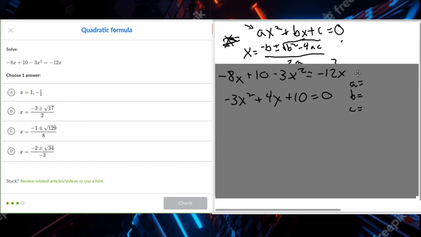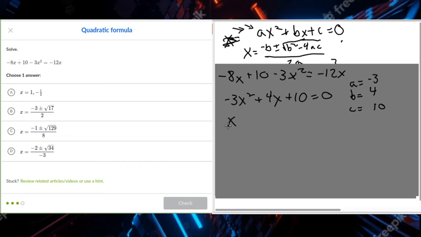So our a is negative 3, our b is 4, and our c is 10. And really, when they set you up like this, they want you to take this as the a, this as our b, this as c, and then you solve it, and there's an answer there, and you're going to get it wrong. So make sure that the first thing you do every time is put it in that form.